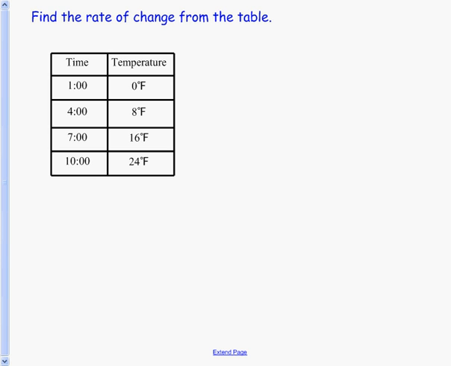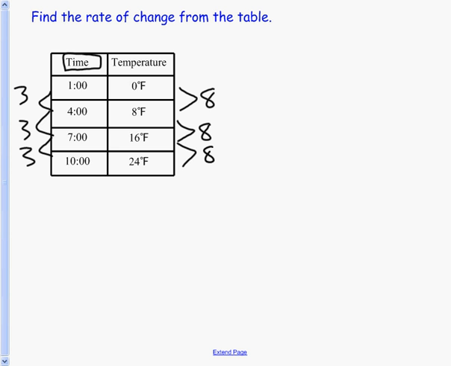And we're going to move on to number 5. Find the rate of change from the table. Typically when we're doing these, time is going to be our bottom, because typically we'd have miles per hour. In this case we have degrees per hour, as 1 o'clock, 4 o'clock, 7 o'clock, and 10 o'clock are all hours. And we're going up by 3 each time, whereas on the right, we're going from 0 degrees to 8 degrees to 16 degrees to 24. So that is counting by 8s.